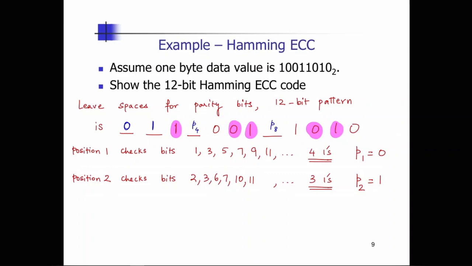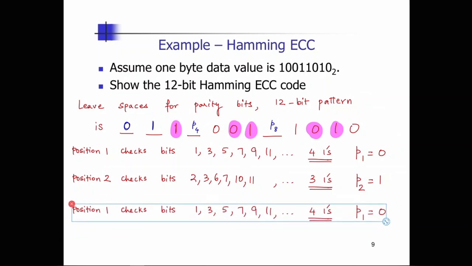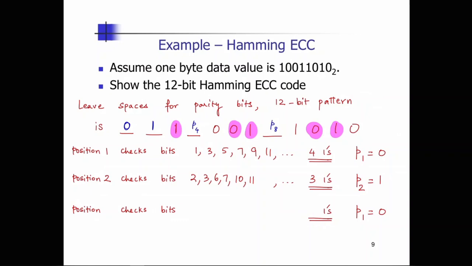Next, I'm going to do that same thing again, but for position 4. The bits are going to be different, the number of ones are going to be different. Let's see, position 4 checks the bits 4, 5, 6, 7, then 12, and then 4 bits there, and so on. So let me erase the highlights and re-evaluate where I'm looking at it.